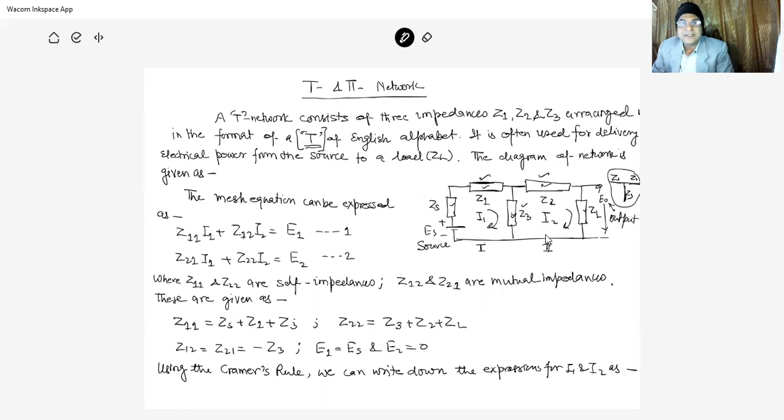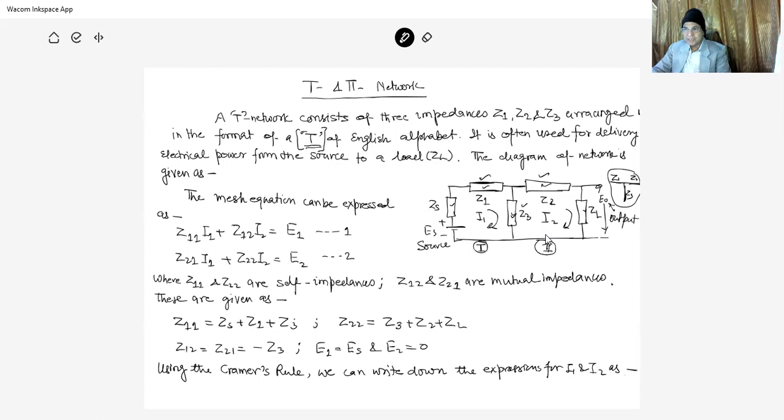Now, the interesting thing is there are two loops, loop 1 and loop 2. We have discussed this network at the +2 level, that is, two meshes, star and delta, something like that. But at the undergraduate level, there is a mesh equation which can be expressed from the matrix formulation point of view.